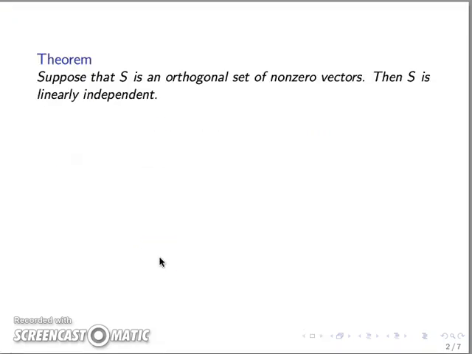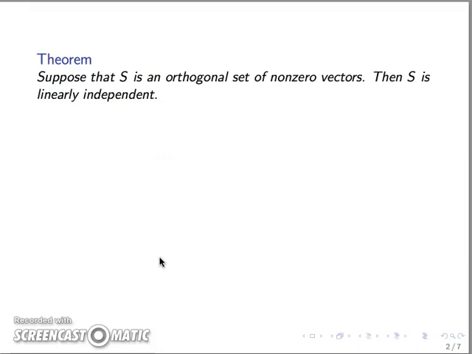So the first theorem that we mention here reads as follows. Suppose that you have a set of non-trivial vectors such that every vector in that set is orthogonal to every other vector. The point of this theorem is that orthogonality implies linear independence. So if the set is orthogonal, then the set is also linearly independent.